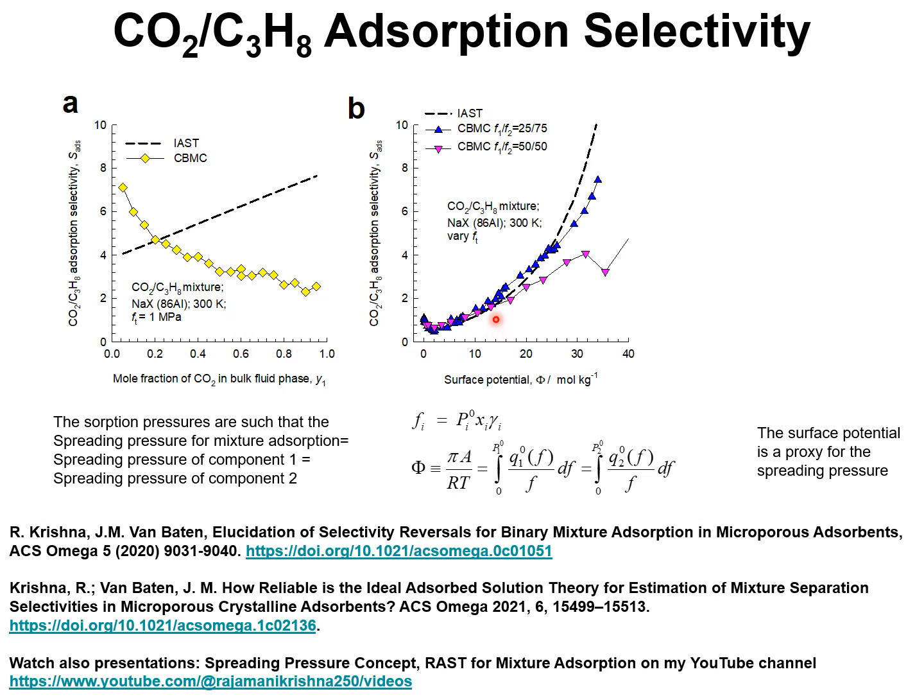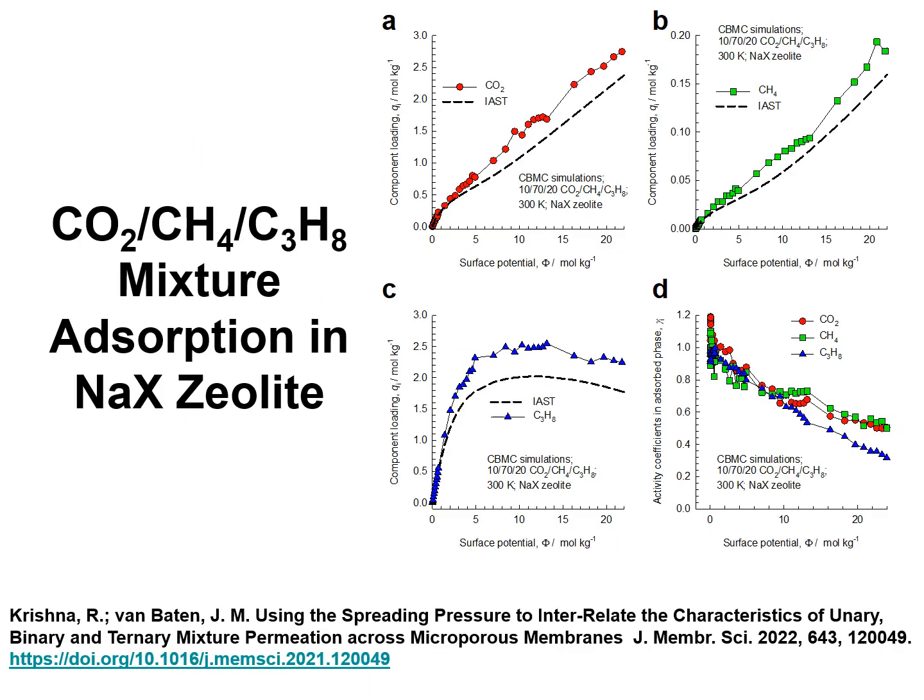In 2 additional simulations shown here for 25-75 mixtures and for 50-50 mixtures, we plot the CO2 propane selectivity as a function of the surface potential that serves as a proxy for the spreading pressure. We again see that the IAST generally tends to overestimate the CO2 propane adsorption selectivity as compared to the molecular simulation results.